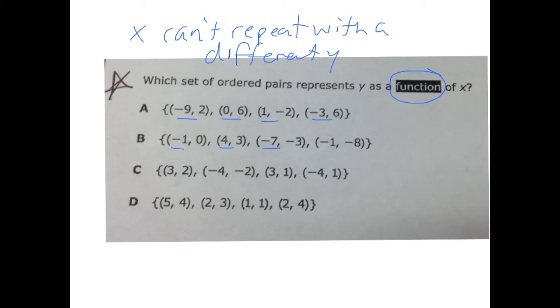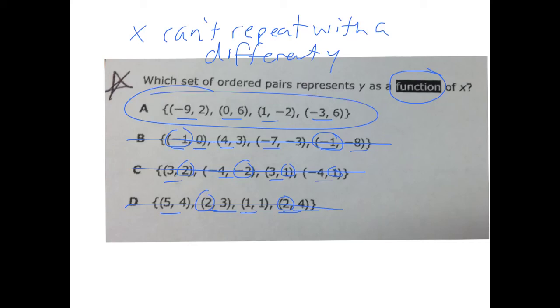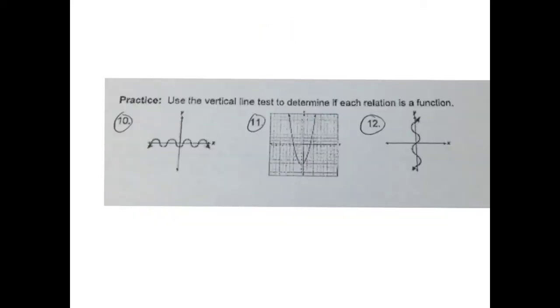-1 with 4, -7 with -1. -1 repeats once with 0, once with 8, so that is definitely not a function. 3 with -4, 3 with -4. So 3 repeats with 2 and with 1, so that makes it not a function. Also -4 repeats. 5 with 2, 1 with 2, and 4. 2 repeats here with 3 and with 4, so that makes it not a function. So A was the function.